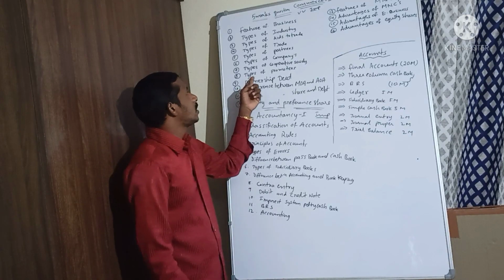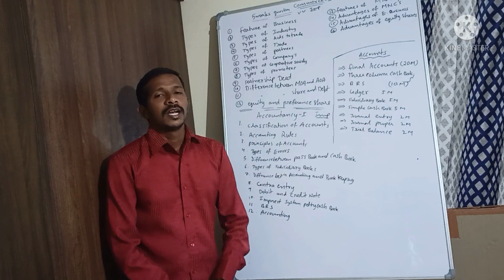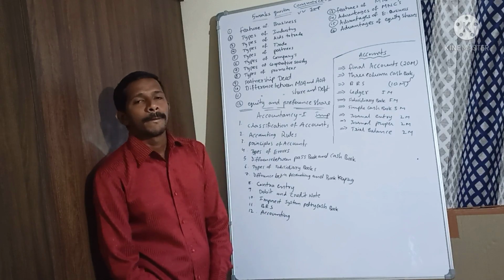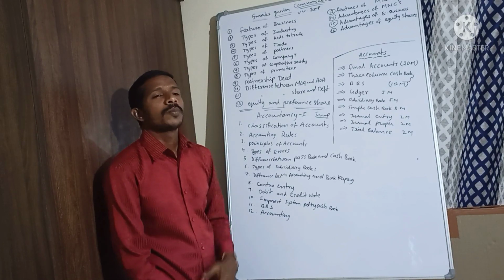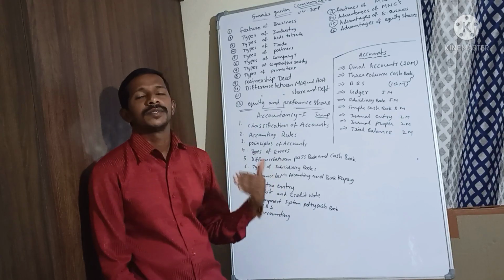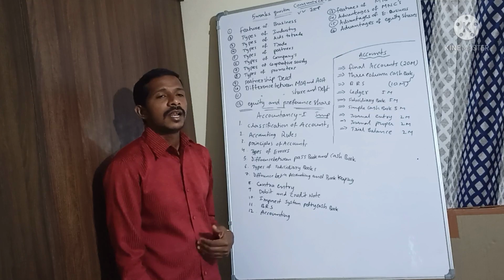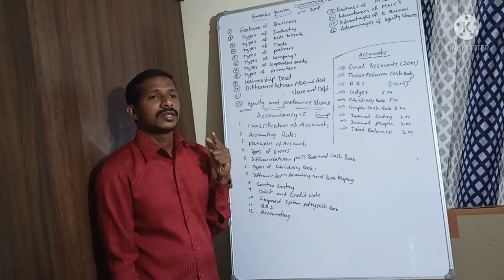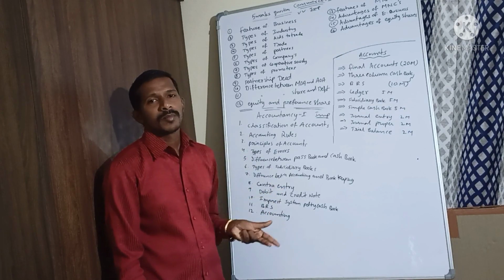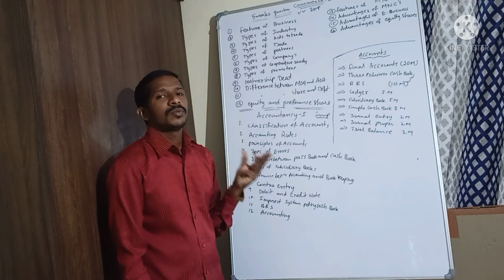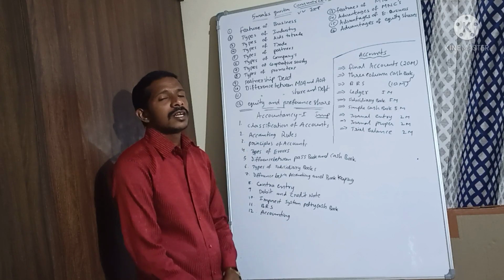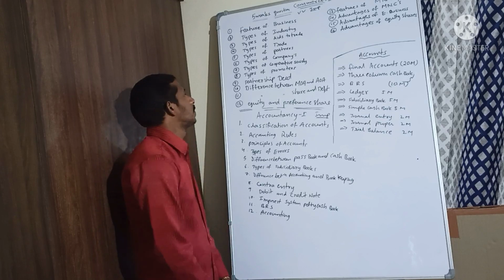Next, 8th question is types of promoters. There are different types of promoters. Promoters are those who promote the business, who start a new business with their new idea. So there are professional promoters, institutional promoters, accidental promoters, innovative promoters. These are the different types of promoters.